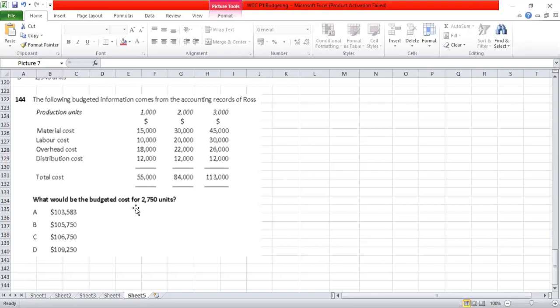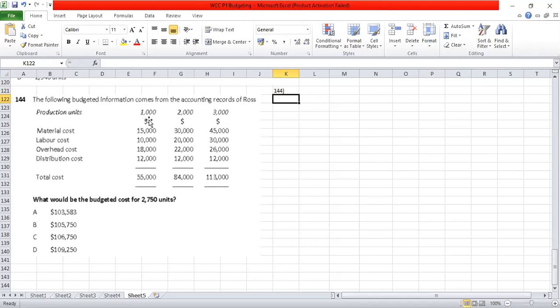units. So the simple thing is, we first have to identify which of them are variable, fixed, and semi-variable. Variable will vary proportionately, fixed will be the same, and semi-variable we need to find out using the high-low method, which we have already learned. So question number 144. Let's first identify which of them are variable.